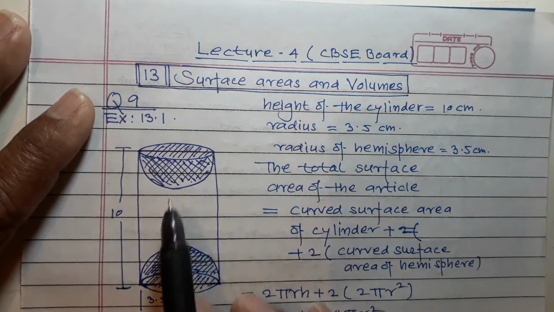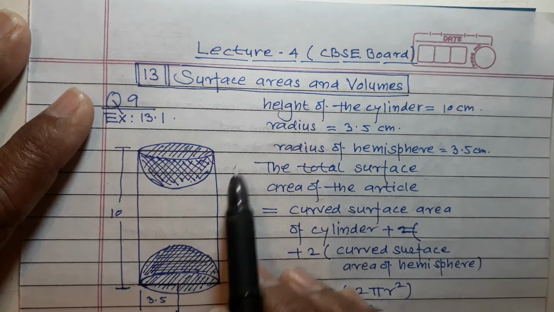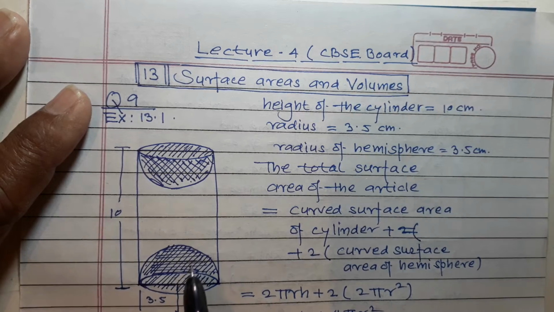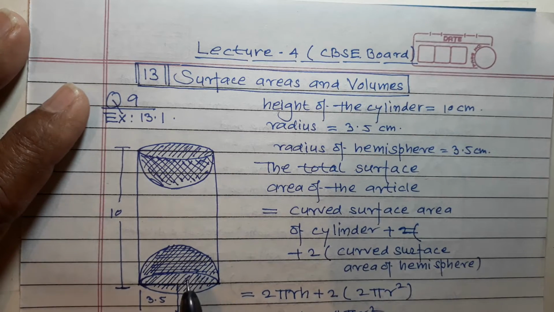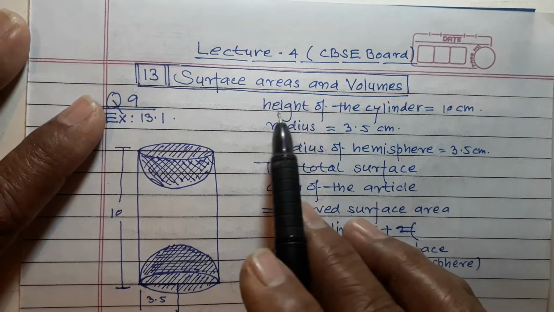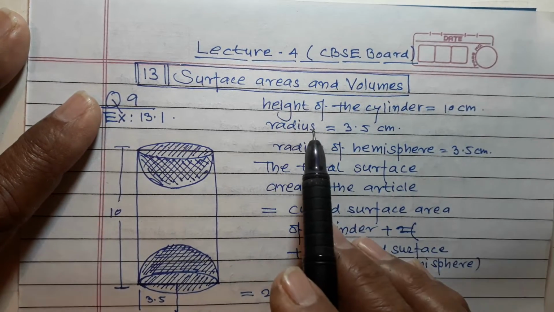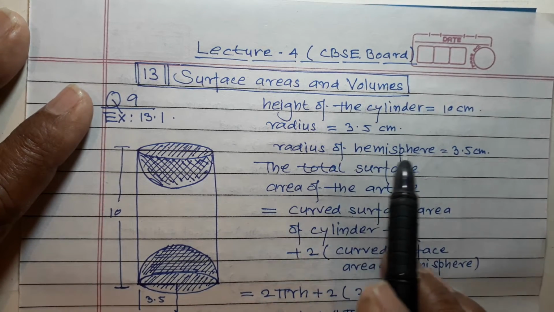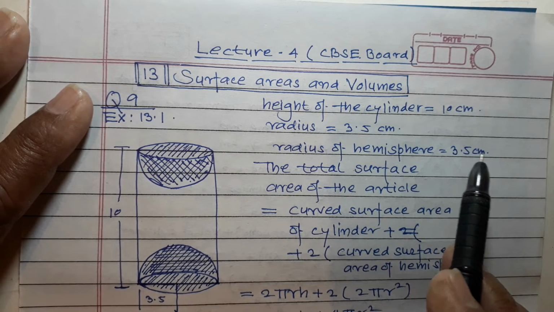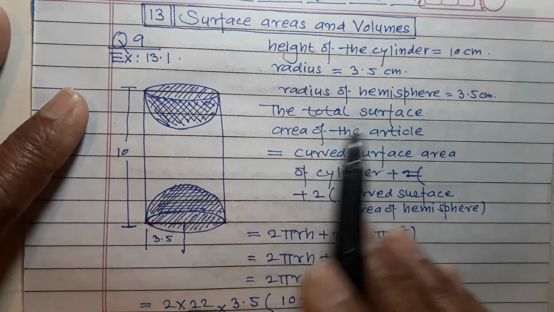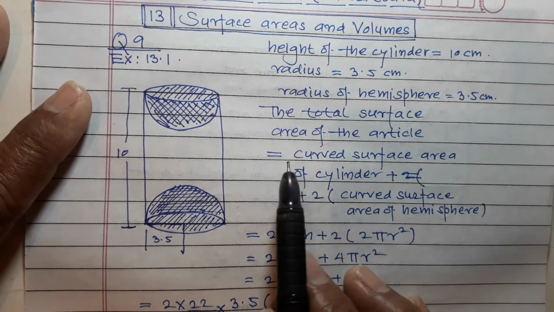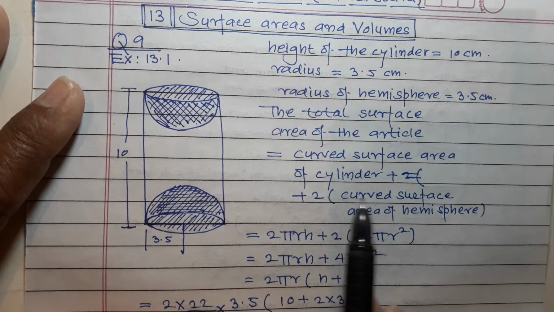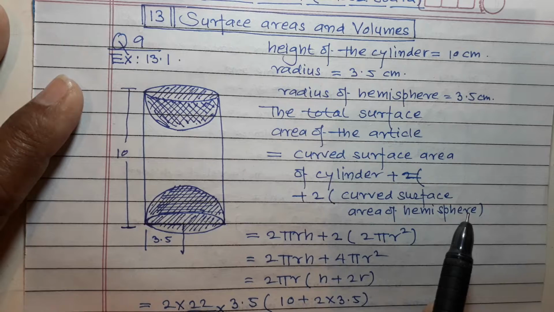Now this is a solid cylinder, and hemispheres are scooped from two ends. The height of the cylinder is 10 centimeter, the radius is 3.5 centimeter, and therefore the radius of the hemisphere is also equal to 3.5 centimeter. The total surface area of the article is equal to the curved surface area of the cylinder plus 2 times the curved surface area of the hemisphere.